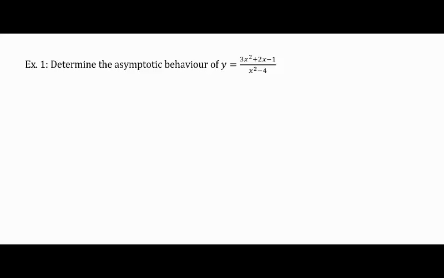First question, we're not doing a full sketch. We're just determining the asymptotic behavior of this function. And we're going to start with the vertical asymptotes, and then we're going to do horizontal asymptotes after that.